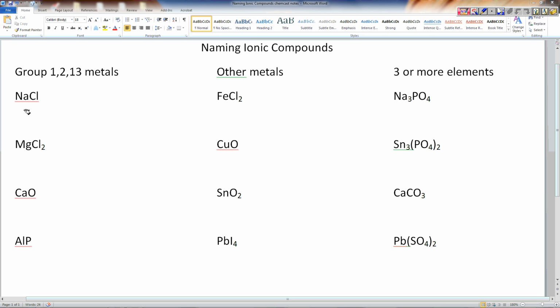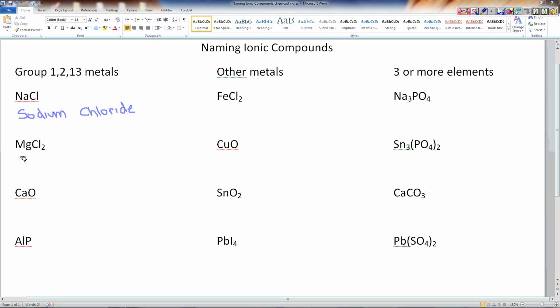For these, all you have to do is name the metal, sodium, name the nonmetal, and change the ending to IDE. So chlorine actually becomes chloride. Oxygen becomes oxide. So you keep the first syllable, drop the rest, and put IDE as its ending. So nitrogen, nitride. Phosphorus, phosphide. Each time you notice, I just kept the first syllable, dropped the rest, put IDE.